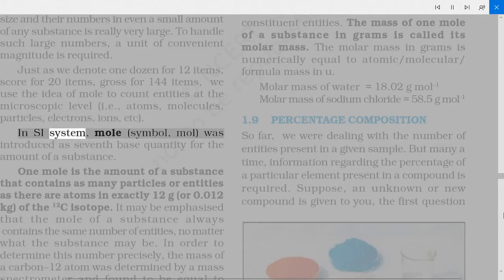In SI system, mole, symbol mol, was introduced as seventh base quantity for the amount of a substance. One mole is the amount of a substance that contains as many particles or entities as there are atoms in exactly 12 g, or 0.012 kilograms, of the 12C isotope. It may be emphasized that the mole of a substance always contains the same number of entities, no matter what the substance may be.